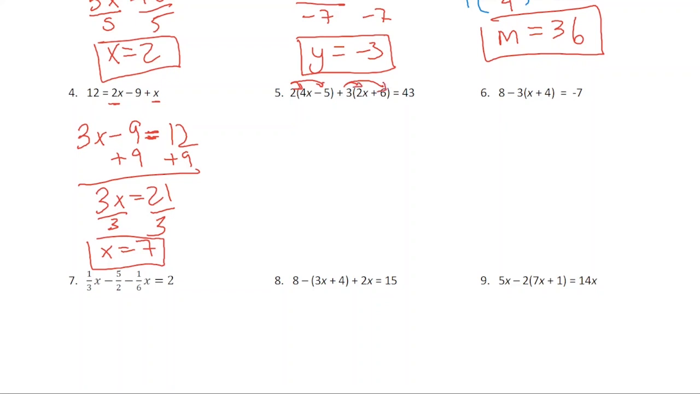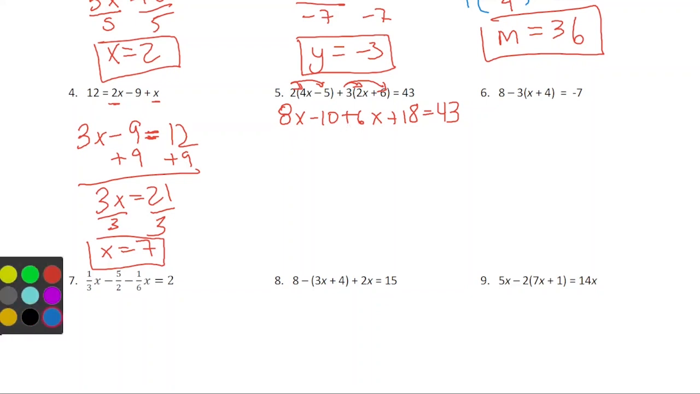Number 5, we're going to distribute. I'm actually going to distribute both of these in the same step. So I'm going to start by multiplying 2, and I get 8x minus 10 plus 6x plus 6 times 3 is 18 equals 43. We'll see how this goes, but this might be the first one where I use the calculator. So let's go ahead and combine our like terms here. We've got linear terms of 8x and 6x. And then I have my constants, negative 10 and 18. So I'm going to combine these, and I'm going to combine these.